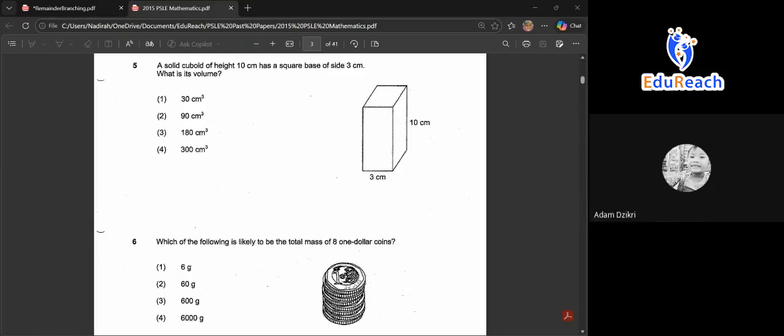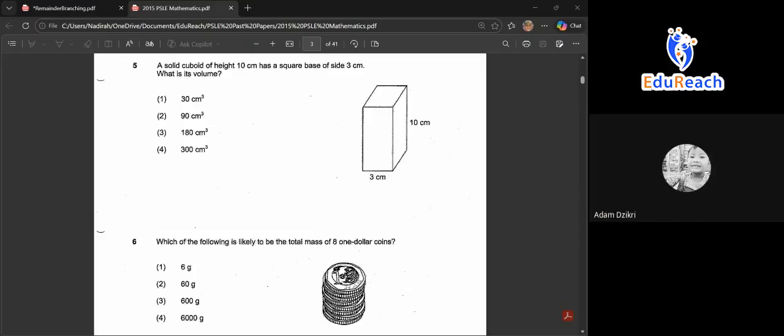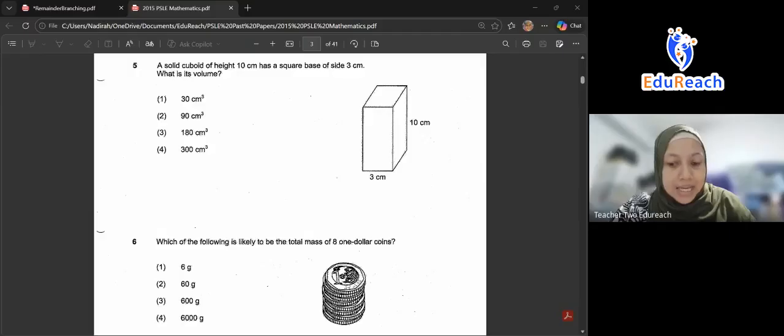You all know that it's length times breadth times height, right? But what is the length and breadth? The length and breadth are the same because it's a square base. So it's actually 3 cm each. So you need to do 3 times 3 times 10, which is 90. That is the answer for number 5, 90. And number 6, the most logical answer is 60 grams, option number 2.